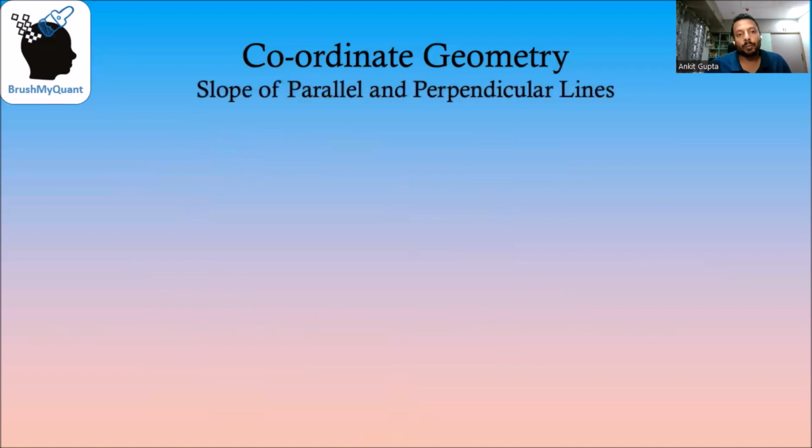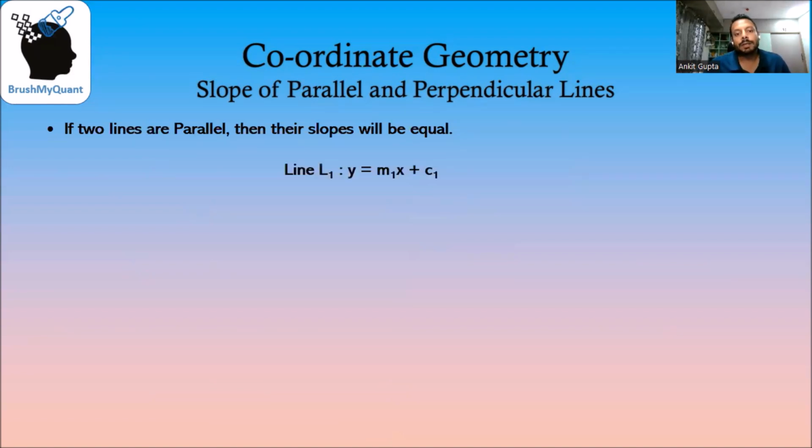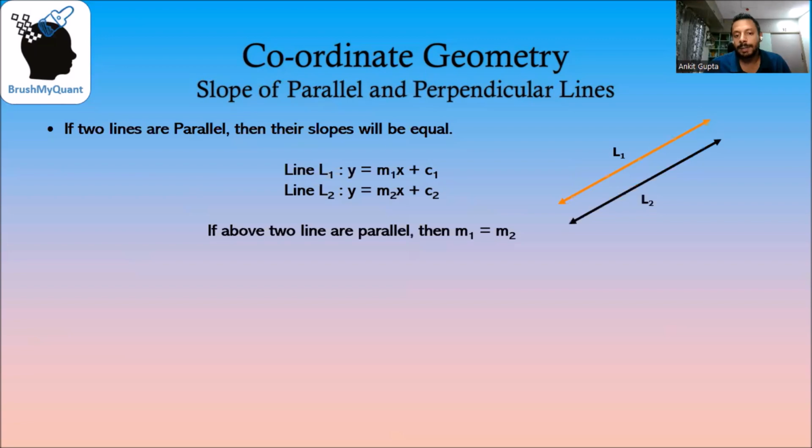Now let's see how we can relate slope of parallel and perpendicular lines. So if you have two parallel lines, then their slopes will actually be equal. Let's take an example. Let's say we have a line L1 whose equation is y equal to m1x plus c1. And we have a line L2 whose equation is y is equal to m2x plus c2. Now, since the two lines are parallel, they will have the same slope. So m1 will be equal to m2.